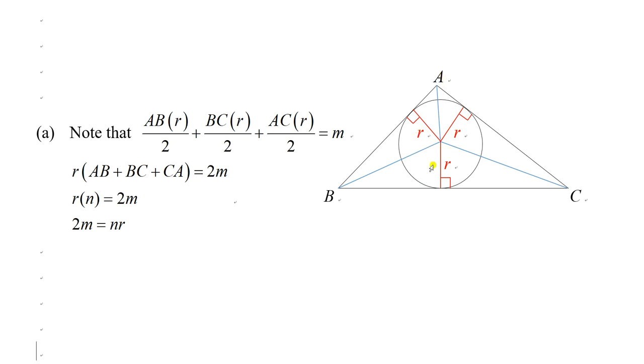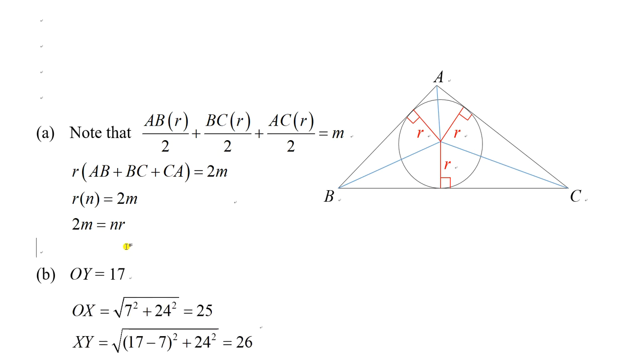So the sum of these 3 triangles will be equal to M, the big triangle ABC. So take out the common factor R, bracket AB plus BC plus CA, equals 2M, multiplying 2 on the other side. And the perimeter of this triangle will be N. Therefore, 2M equals N times R. Let's finish part A.